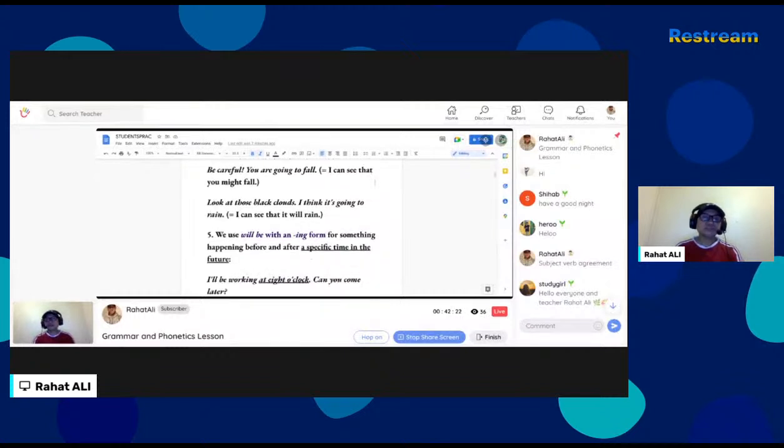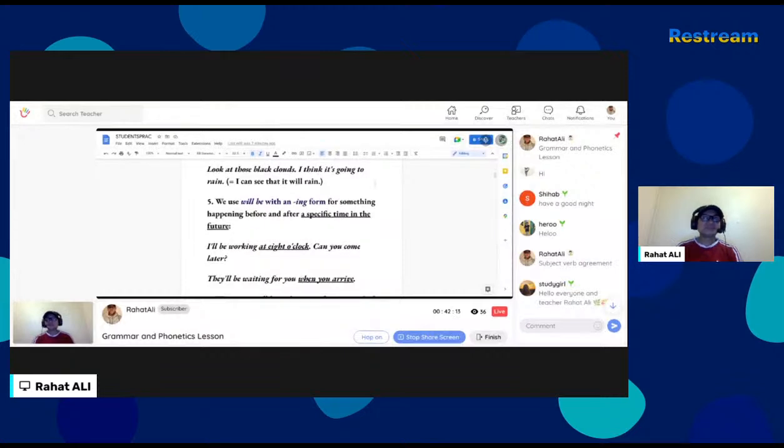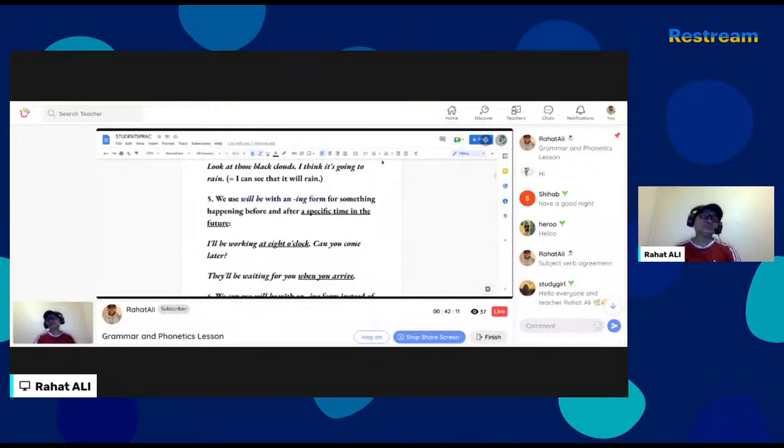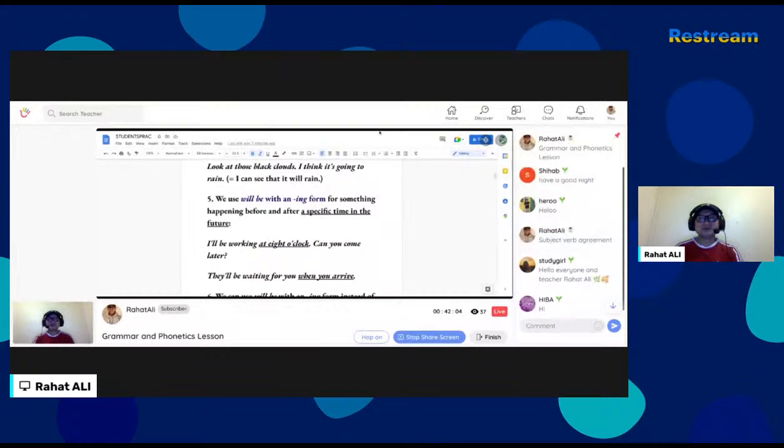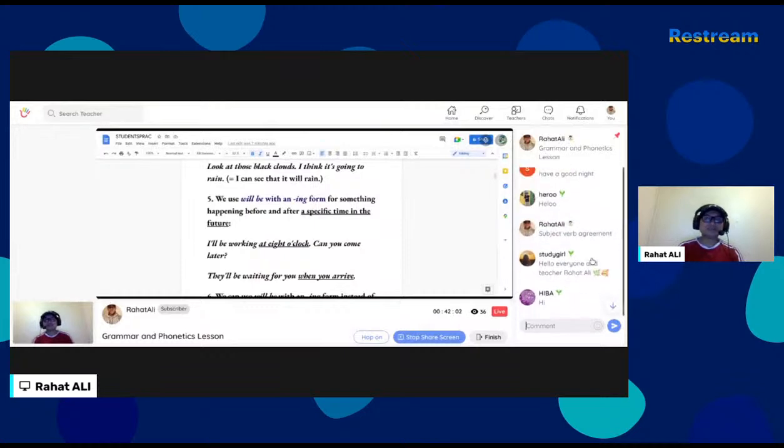Number 5. Use will be with the ing form for something happening before and after a specific time in the future. We also use it when there are two actions in the future. One is before another one, or alternatively, one is after another one.